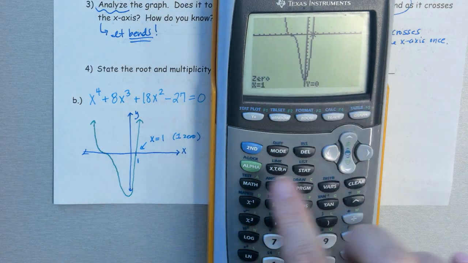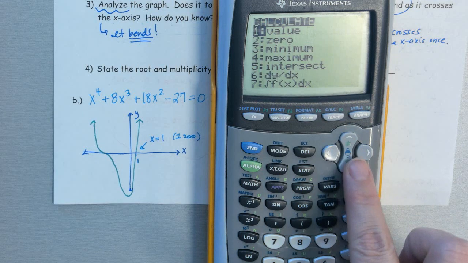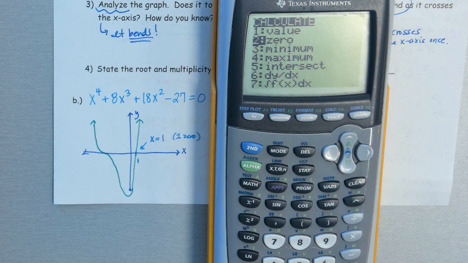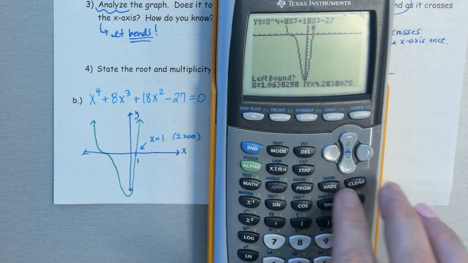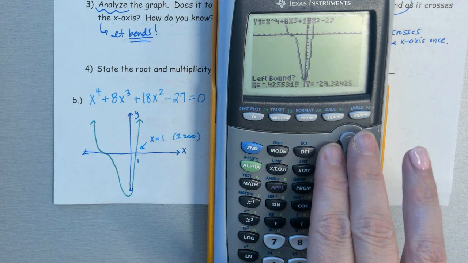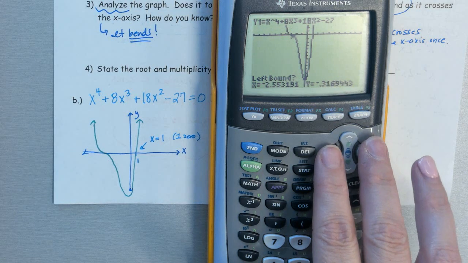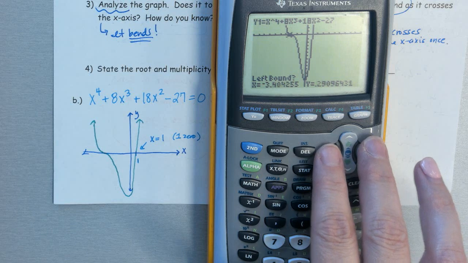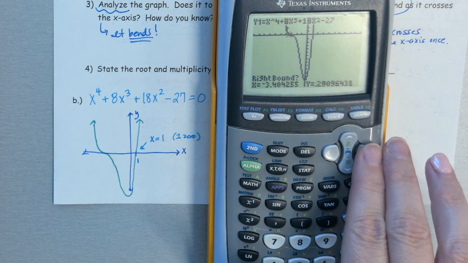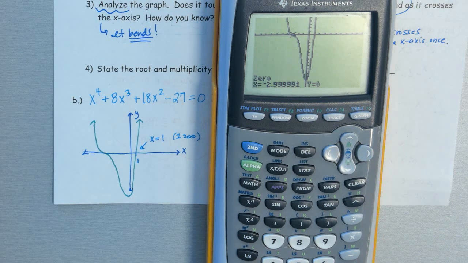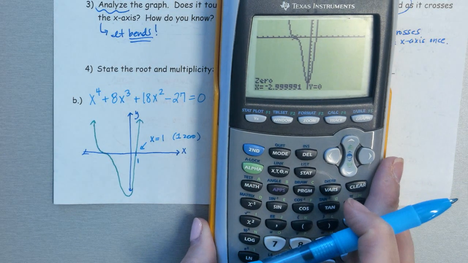Okay, now for this one, what's happening there? Is it a bend or a touchback? It's a bend. So I know that my multiplicity has to be odd, and so I'm going to use my degree to help me. So left bound, I'm going to go close to my 0. Right bound, close to my 0, and then I'll guess right on it. Okay, and this is another one where I'm just rounding. So we said that looked like -3, we were right.